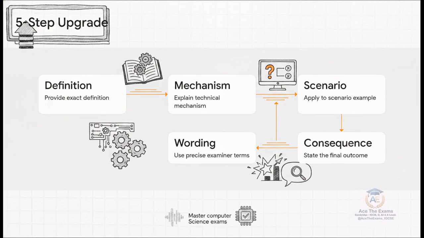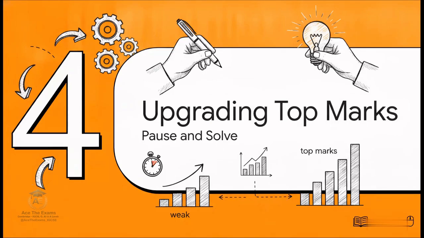And remember, do not repeat the same idea twice. The mark scheme is ruthless. 1 mark normally needs 1 distinct technical point. This 5-step process ensures you hit every single requirement. Now for Section 4, upgrading to top marks. It's time for a quick pause and solve challenge.